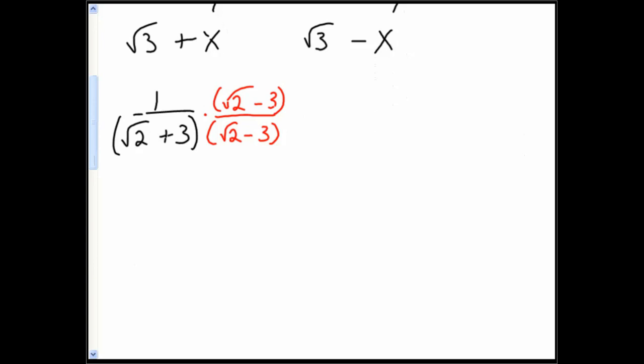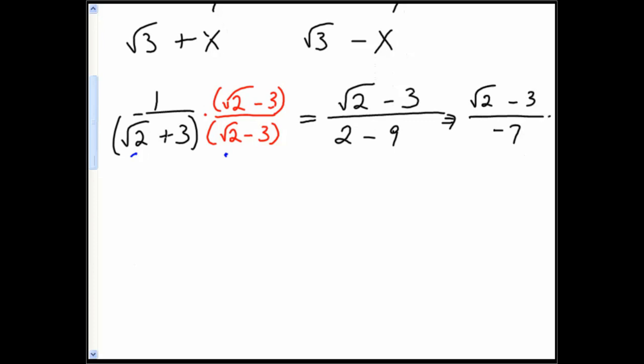So what we're going to have to do here is our numerator will have square root of 2 minus 3, and here we need to FOIL these conjugates, and again, the outer and the inner terms add up to 0, so we really just have to find the first and last products. So square root of 2 times the square root of 2 is 2, then minus 9. So we're left with square root of 2 minus 3 over negative 7. So now that denominator has a rational number.